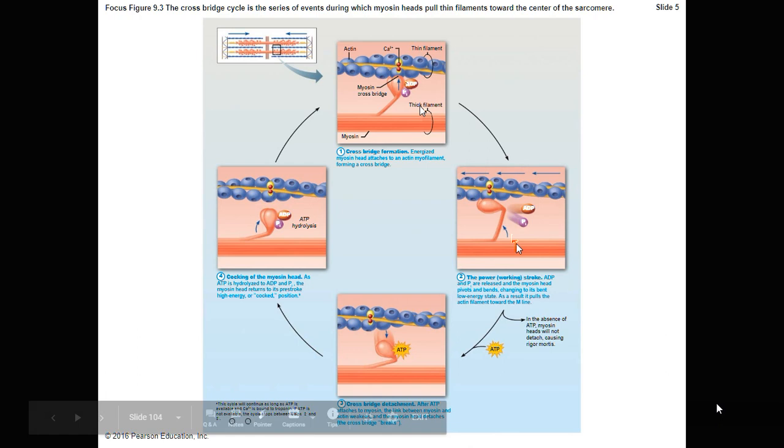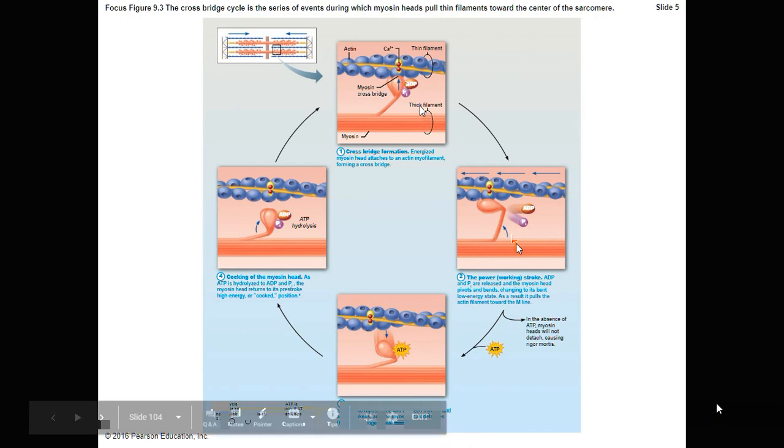Then you have step number three, which results in cross bridge detachment. ATP is going to attach to the myosin, and that's going to cause the link between the myosin and the actin to weaken, and then the myosin head is going to detach from the actin completely.